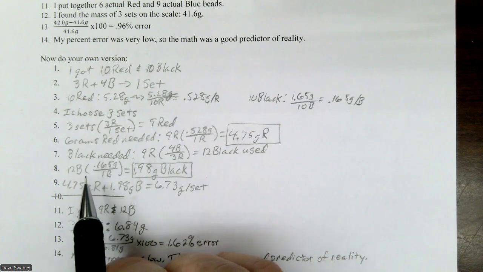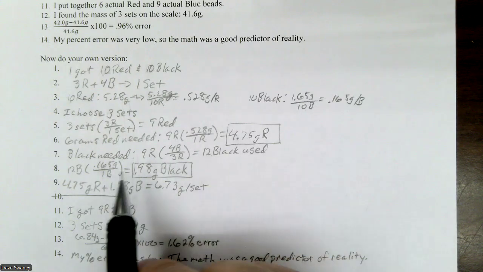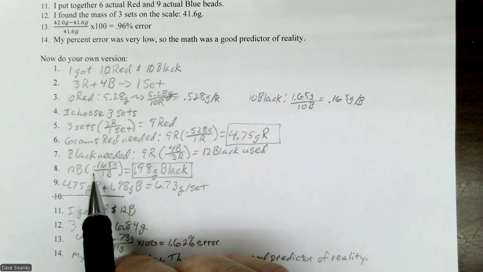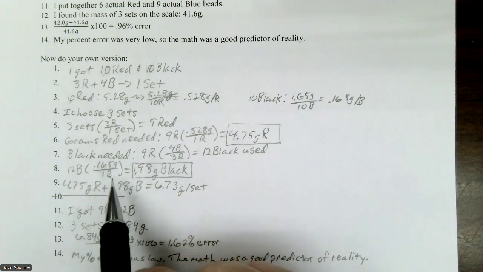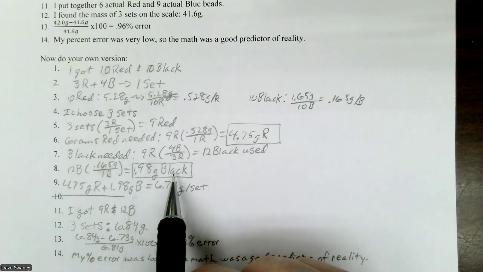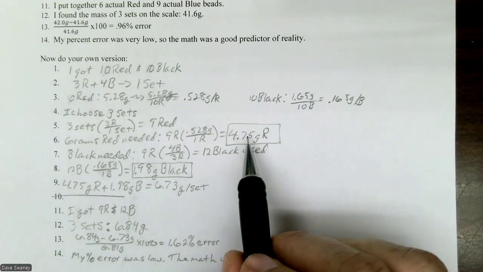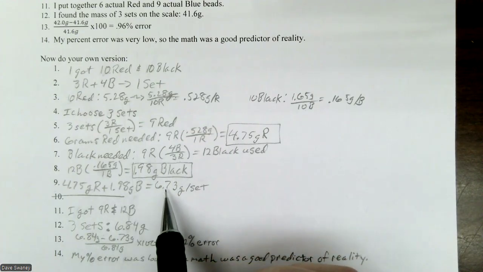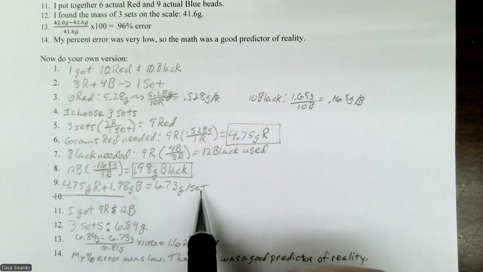The grams of black beans will be, take the 12 black that I'm going to use and multiply by the average gram per bean. So 12 times this divided by 1 means I will use 1.98 grams of black bean. So what will a set weigh? This mass plus that mass put together, added up, will be 6.73 grams for every 1 set.